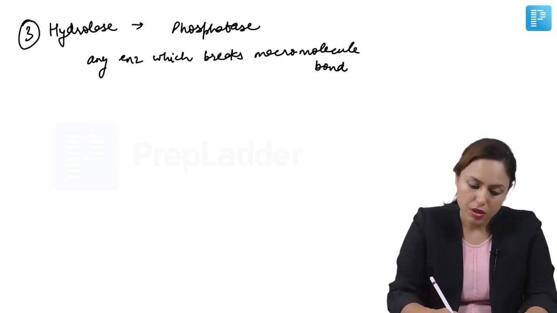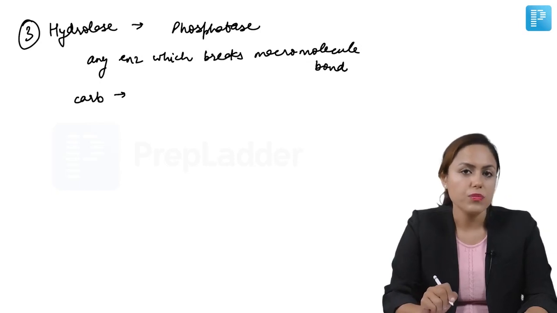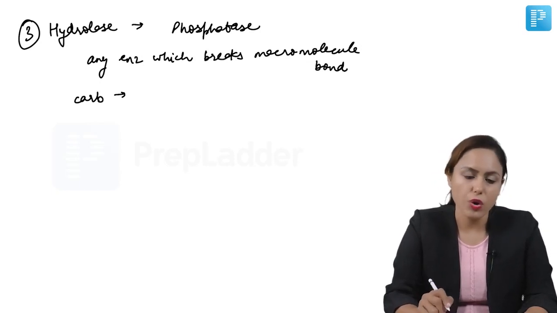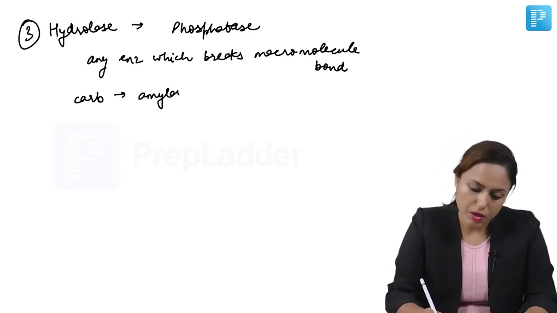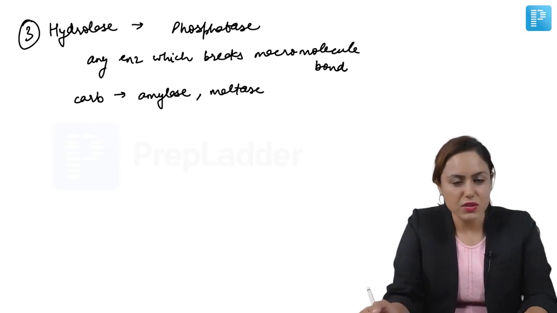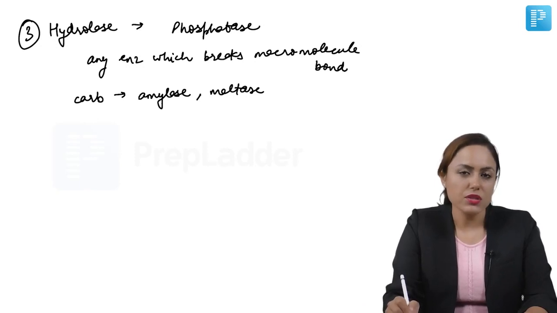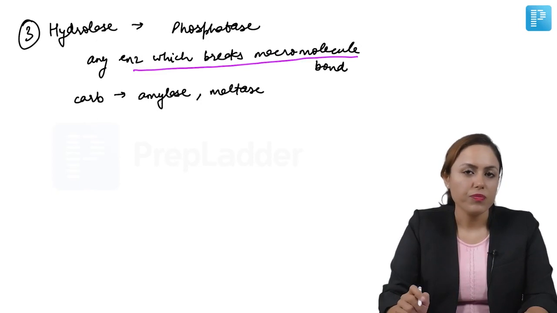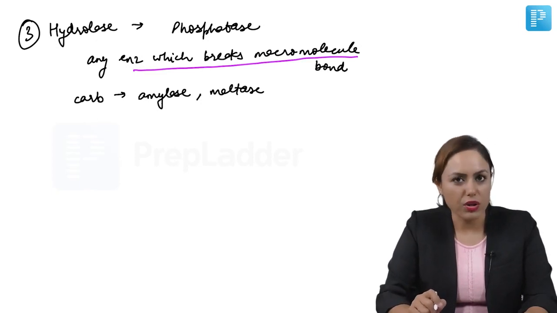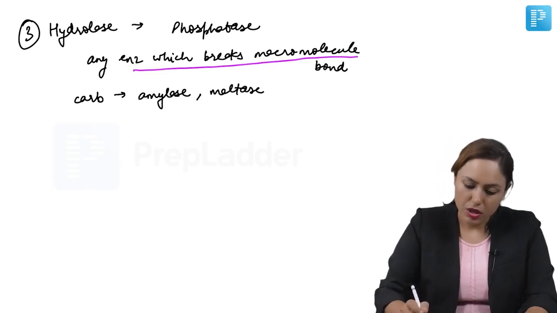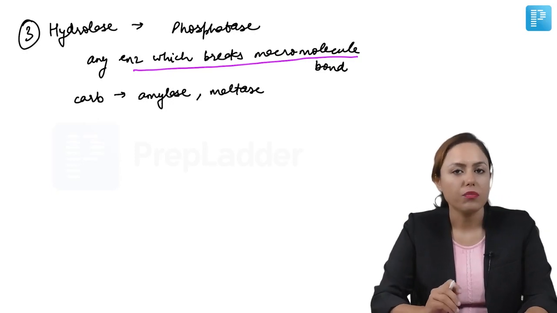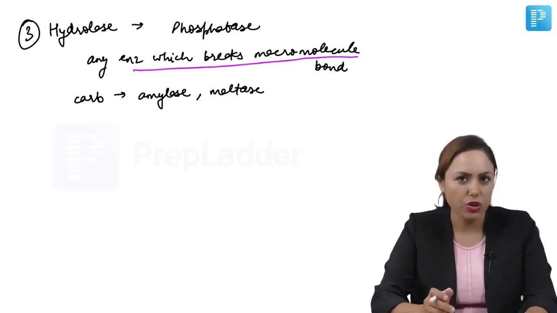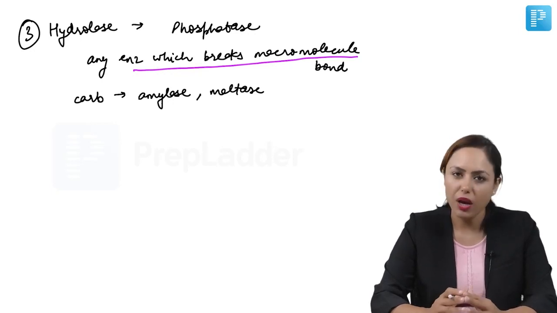For example, carbohydrate is a macromolecule. Any enzyme which is breaking carbohydrate like amylase, maltase, sucrase, lactase. Okay, no need to cram this. Just understand, whenever any enzyme is breaking a macromolecule, then it is adding water and breaking the bond. Any enzyme which is breaking macromolecules like carbohydrates, nucleic acids, proteins, lipids, all these will be hydrolases.